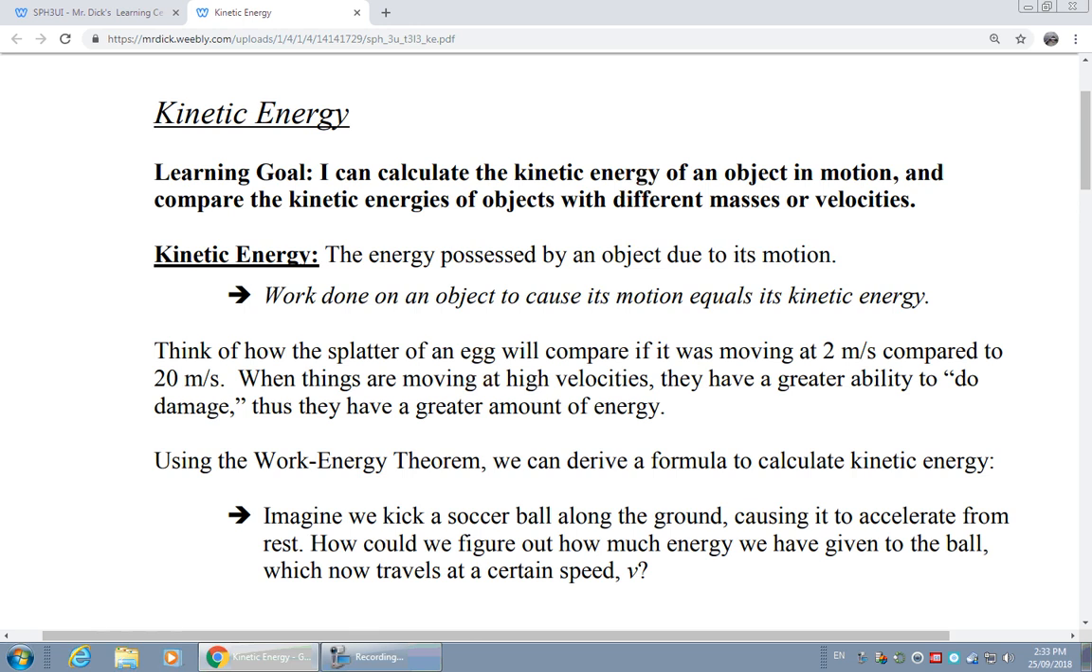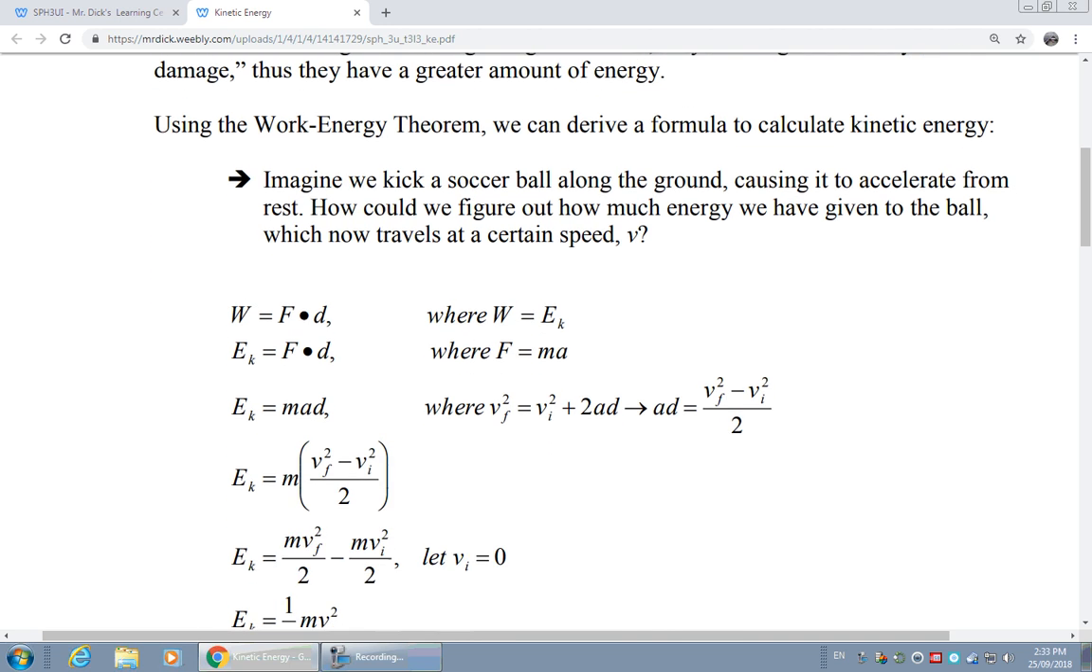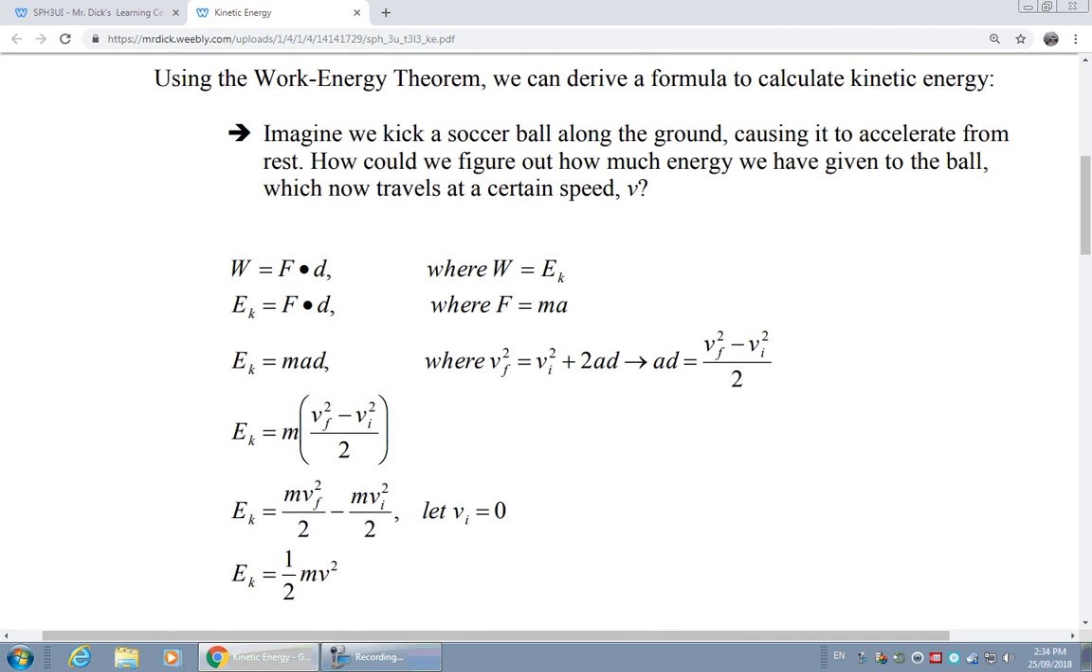If we're going to try and actually come up with a formula, we can once again use the work-energy theorem. We can go back to our definition of work and see what that tells us about the amount of energy involved. So let's take a simple situation. Let's just imagine that we kick a soccer ball along the ground, which is going to cause it to accelerate from rest. And we're going to try and figure out how much energy we've given to the ball now that it's traveling at some speed. And that new speed it travels at, we're just going to call v. We don't even know how fast it's going, we'll just call it v. And again, however much energy we give to the ball when we kick it will be the amount of kinetic energy it has when it's moving.